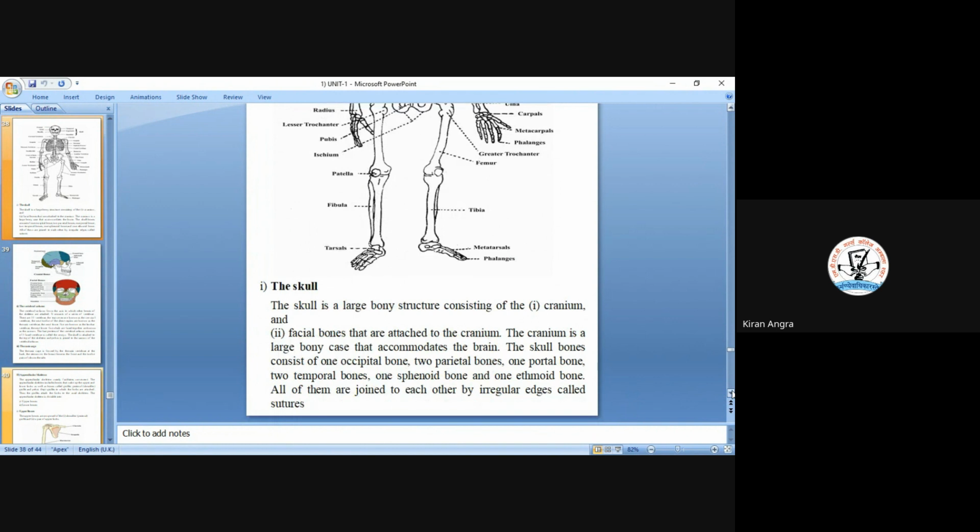The skull bone consists of one occipital. You are shown the skull.